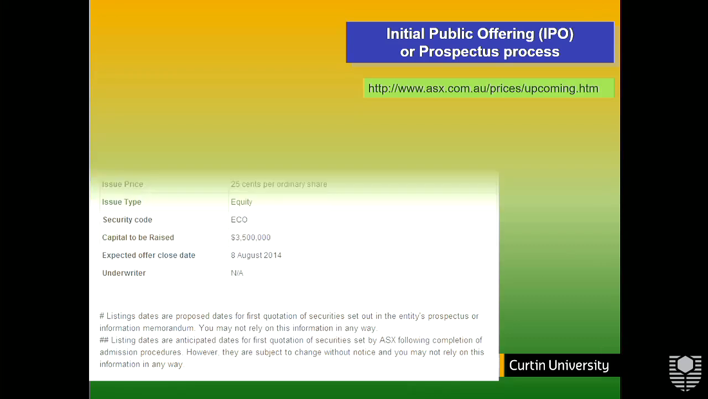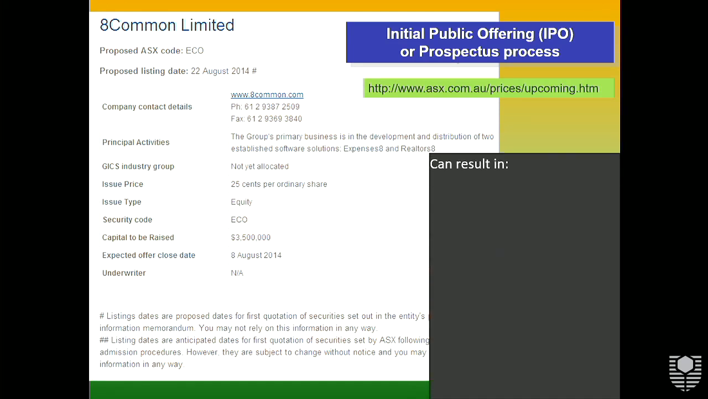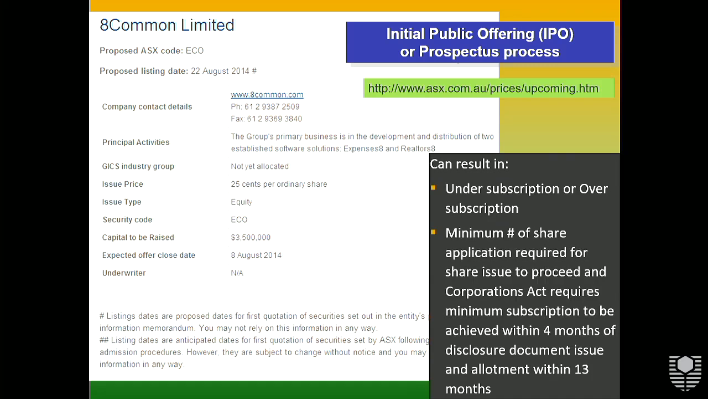Right. So initial public offerings. A prospectus is a disclosure document from an initial public offering. So that's a new company that's starting out. Now, just so that you're aware, there are a lot of scams around where people will say that they are starting up this company. You'll get a lovely glossy brochure. It happened to me once years ago. It's probably about 15 years ago now.